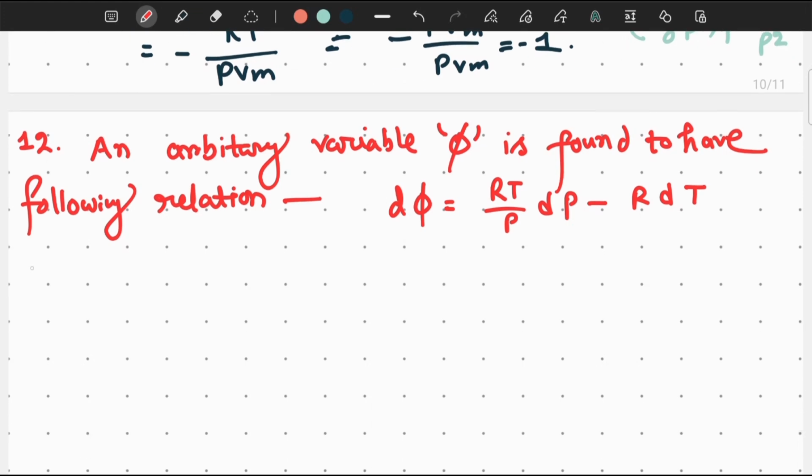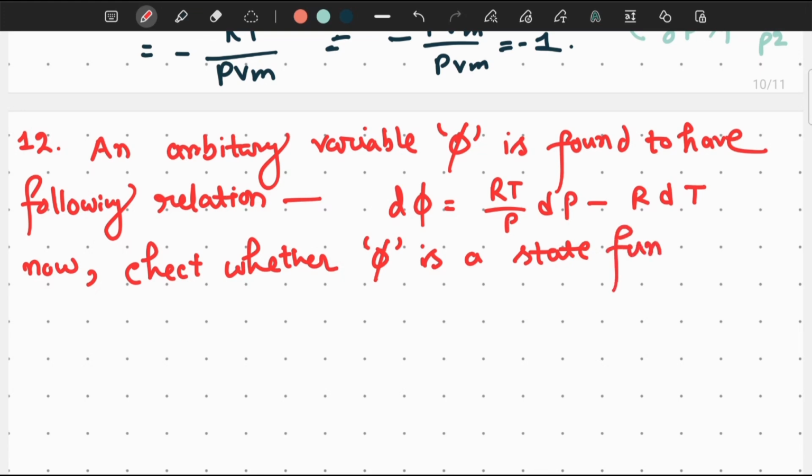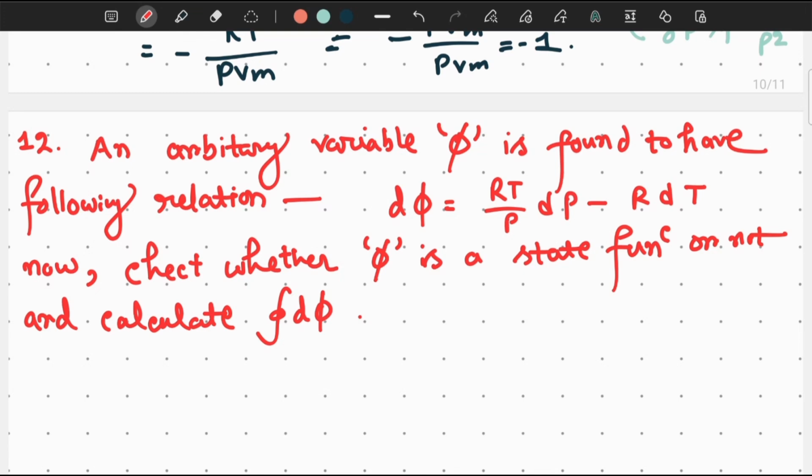So now check whether phi is a state function or not, and calculate this. Okay, no, it is that check is 0 or not. Okay, so how can you check it?